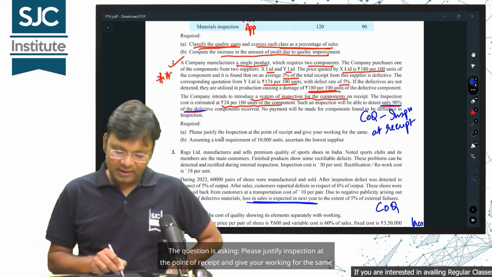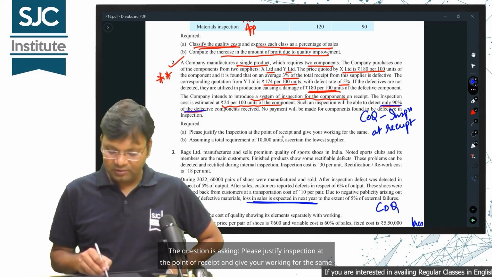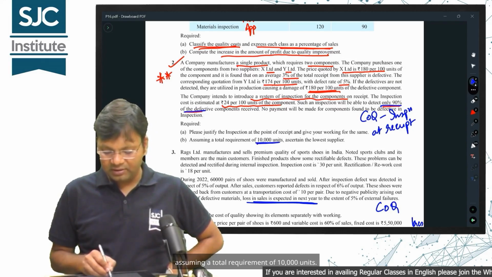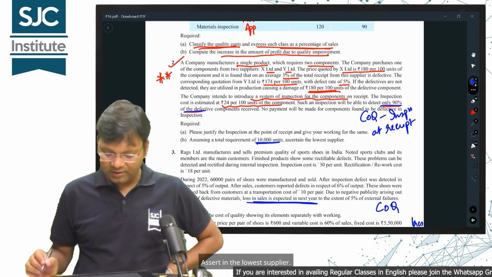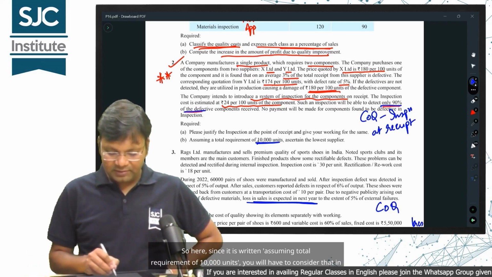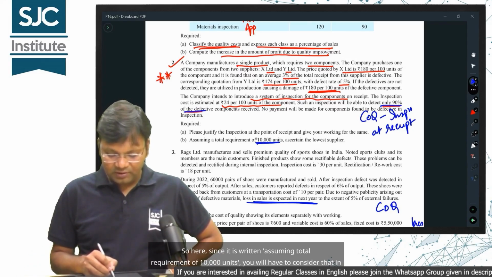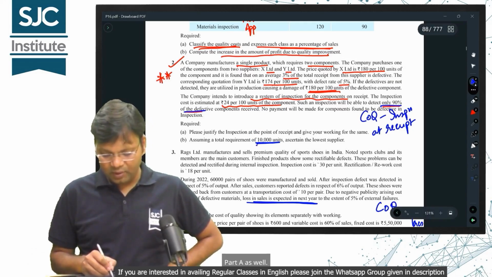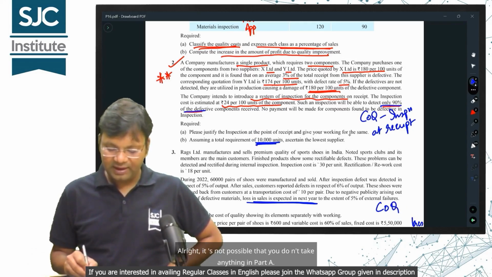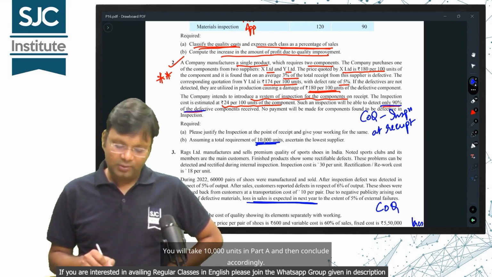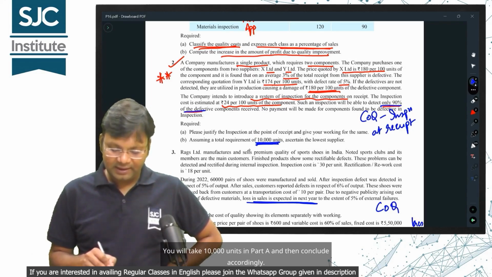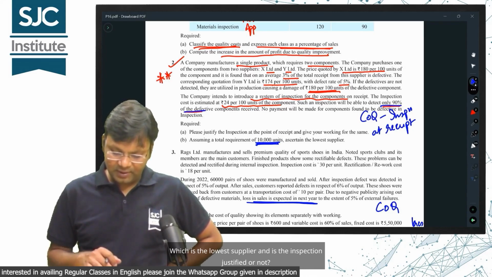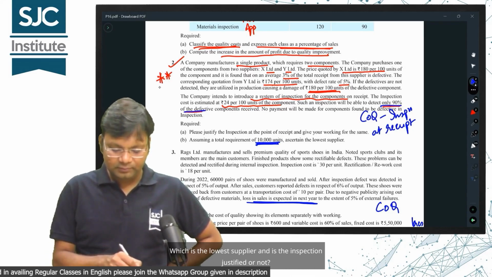The question is asking, please justify inspection at the point of receipt and give your working for the same, assuming a total requirement of 10,000 units. Also, assert the lowest supplier. So here, since it is written, assuming total requirement of 10,000 units, you will have to consider that in part A as well. It's not possible that you don't take anything in part A. You will take 10,000 units in part A and then conclude accordingly. Which is the lowest supplier and is the inspection justified or not?